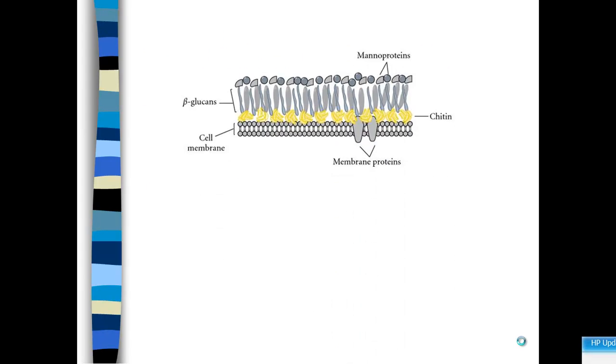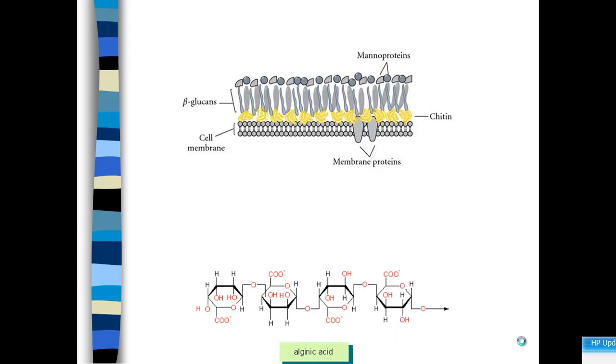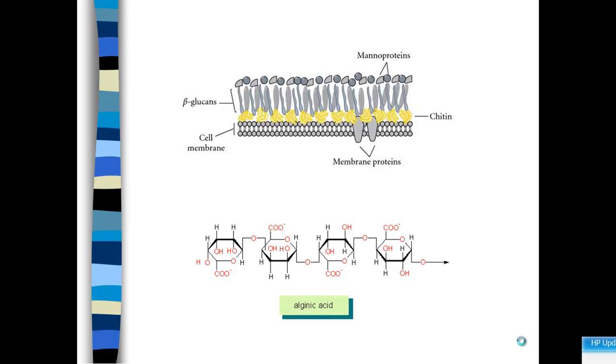Okay. Here's a fungal cell wall. You can see that the base layer is chitin, and then there are different types of molecules, sugars called beta-glucans, and then mannoproteins that are part sugar and part protein. Okay. Here's a component of a cell wall. This is for algae. This is just one example, alginic acid.